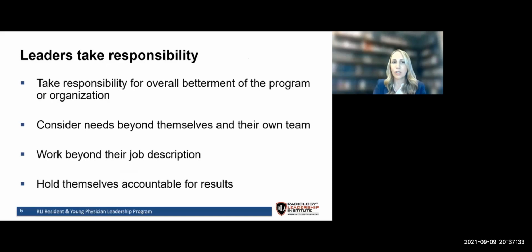They take ownership. They take responsibility for the overall betterment of the program or the organization. They consider needs beyond themselves and even beyond their own team. They never say, it's not my job. They work beyond their job description and absolutely hold themselves accountable for results.